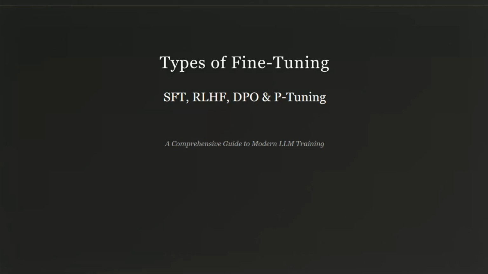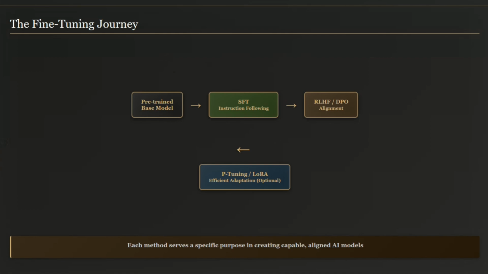Today, we're diving deep into one of the most critical aspects of modern AI development, fine-tuning large language models. We'll explore four major techniques: supervised fine-tuning, reinforcement learning from human feedback, direct preference optimization, and parameter-efficient fine-tuning, or P-tuning. By the end of this video, you'll understand not just what these methods are, but when and why to use each one. Let's start with the big picture.